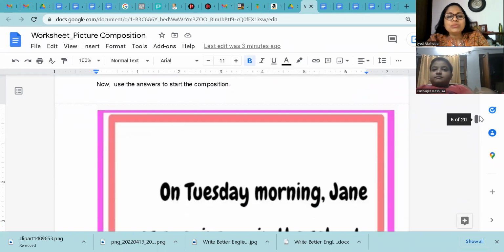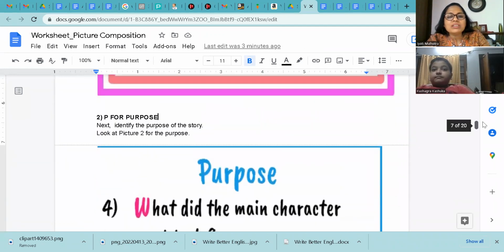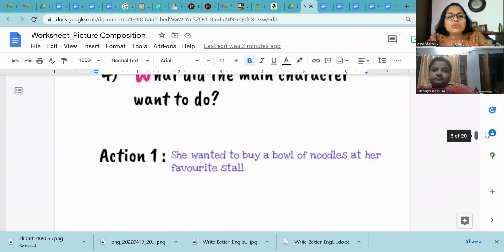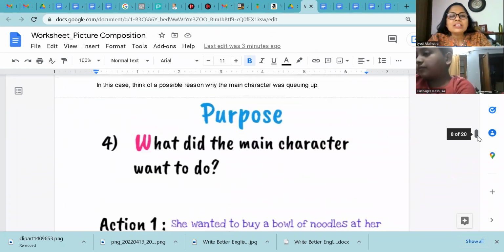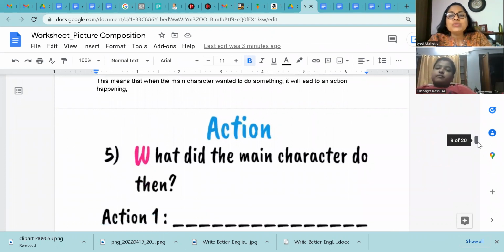So purpose. Let's look at the purpose. What does the main character want to do? So she wanted to buy a bowl of noodles from her favorite stall. These are our notes. And this purpose leads to action. This means that the main character wanted to do something which will lead to an action which will happen.